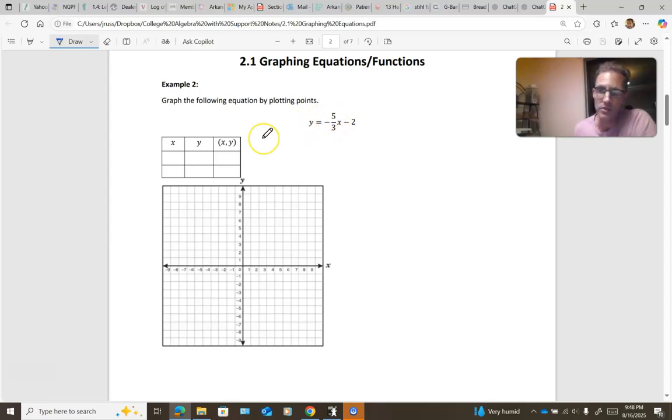When we go to start picking our values of x, we can go ahead and start with 0. And that's what I'm going to do. I'm going to let x be 0. And so I would have y is equal to negative 5/3 times 0 minus 2. This is another reason why 0 is a good value, because 0 times any other number is always 0. Doesn't matter if that other number is a fraction. So I end up with 0 minus 2, which is negative 2.